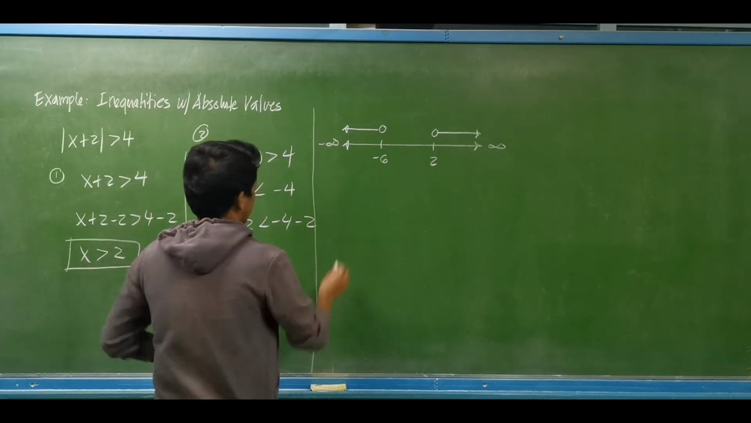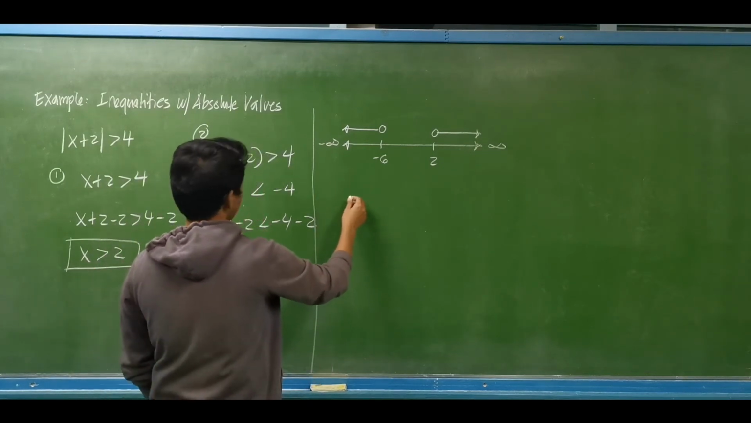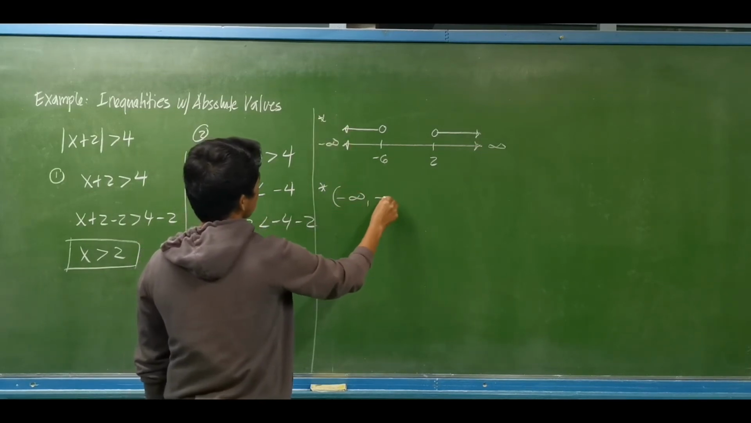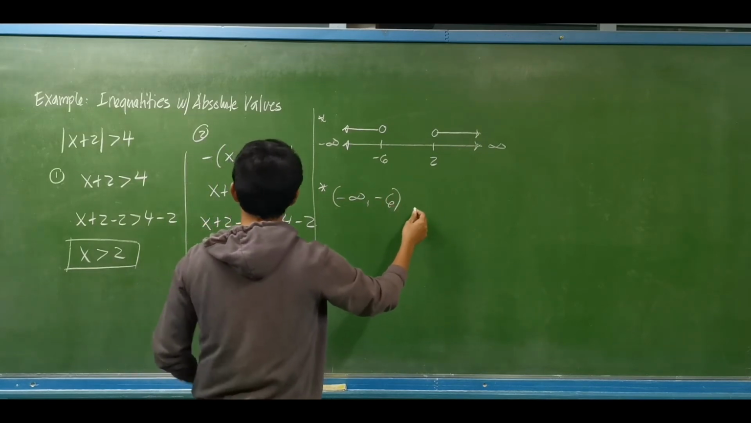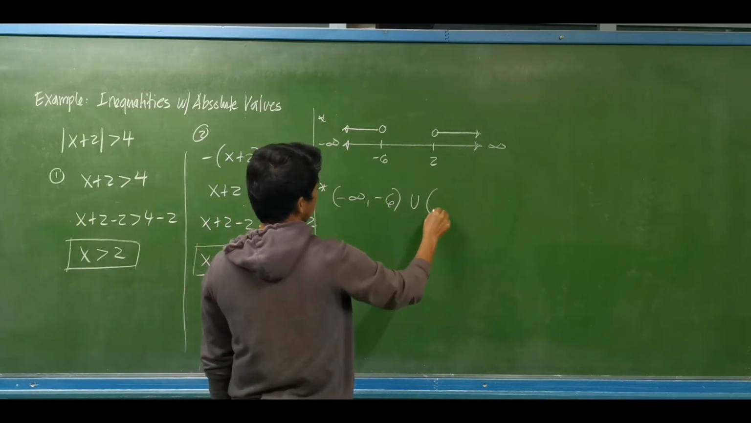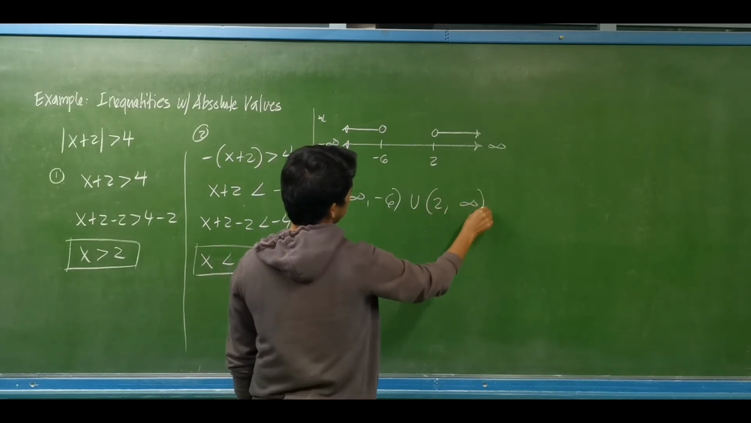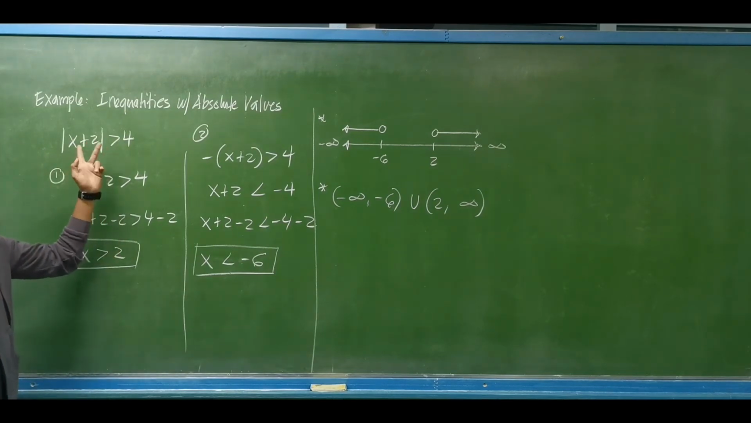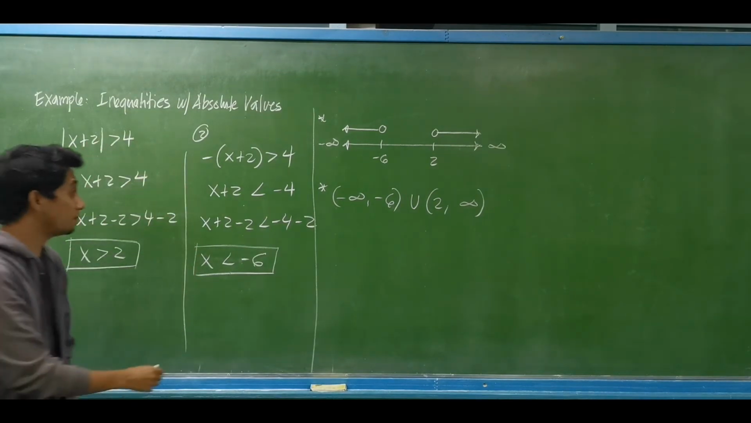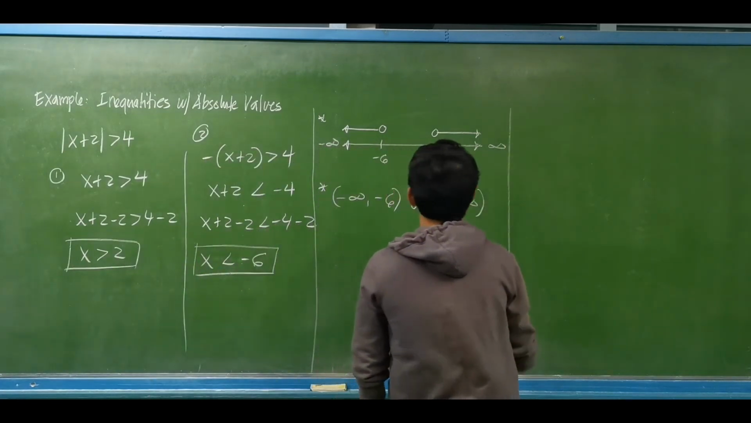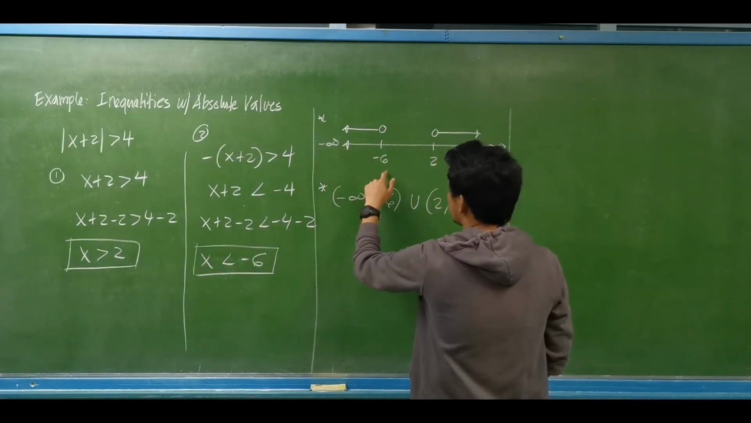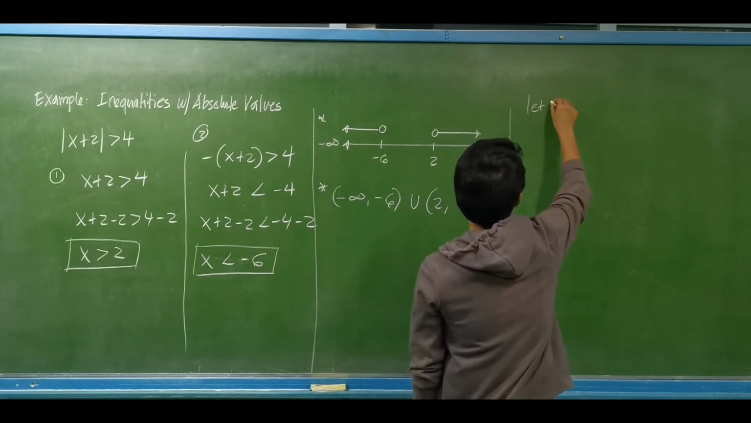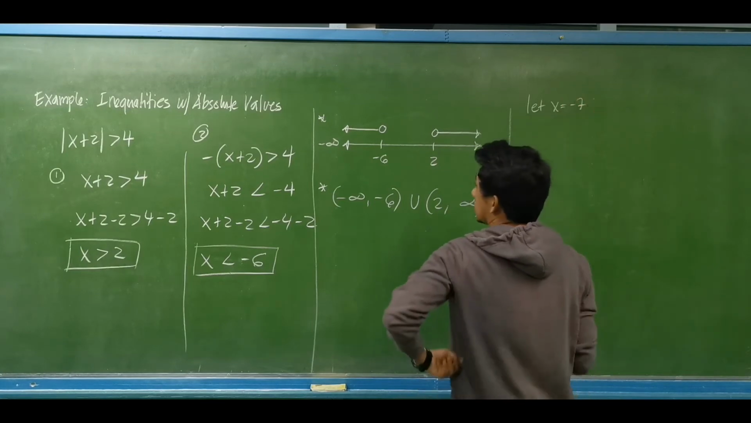Then by interval notation, this is from negative infinity up to negative 6, union from positive 2 up to positive infinity. So this will be our solution set. So let us try to check if our solution sets are correct. So let's say we are using a value from negative infinity to negative 6. Let x is equal to negative 7.